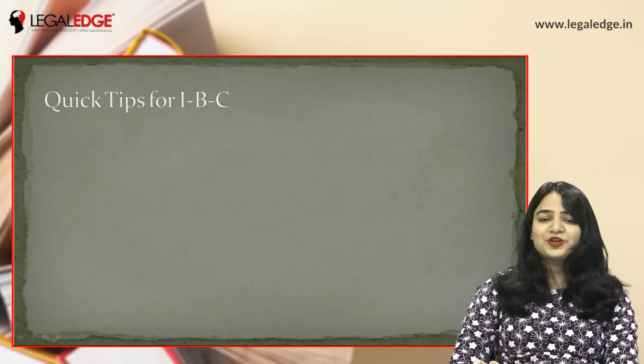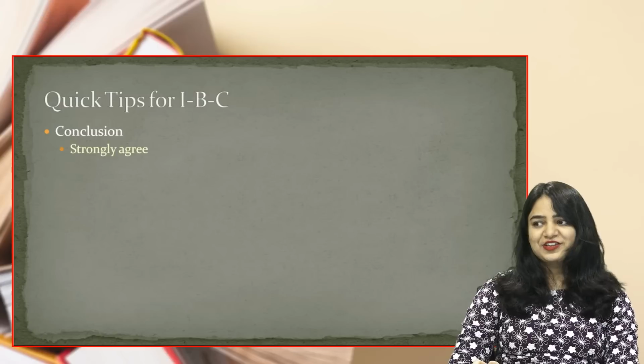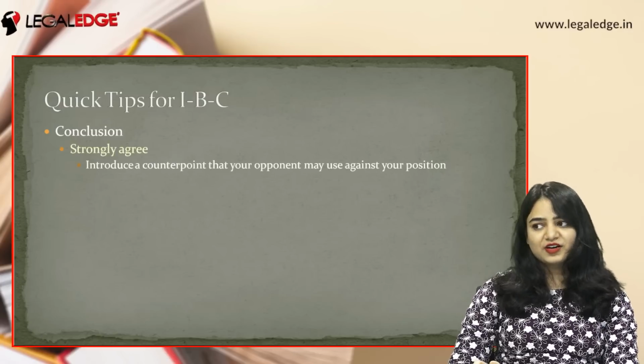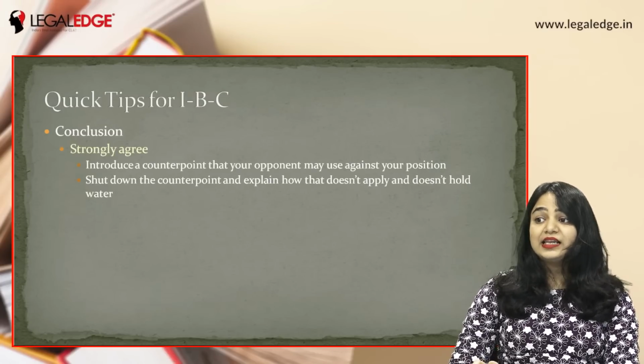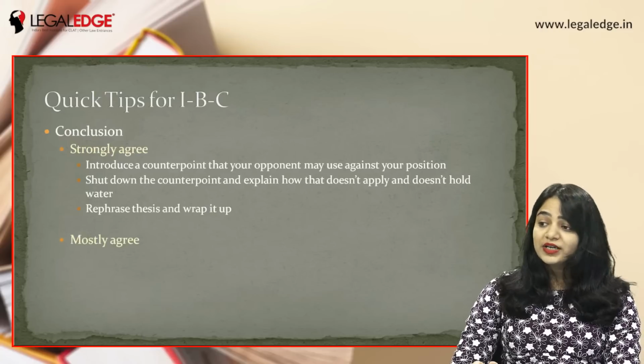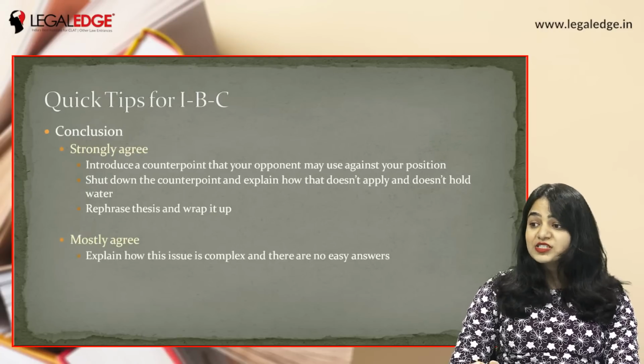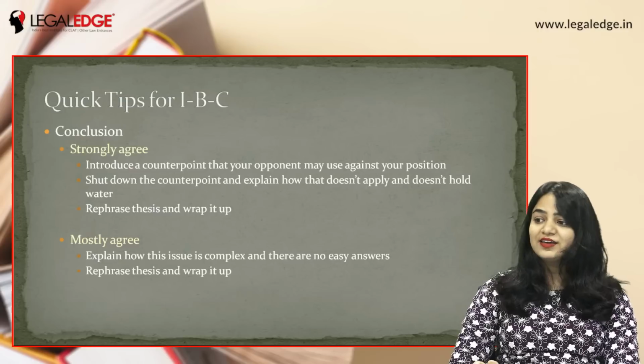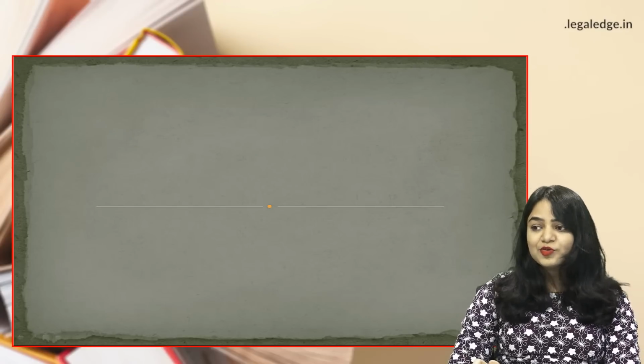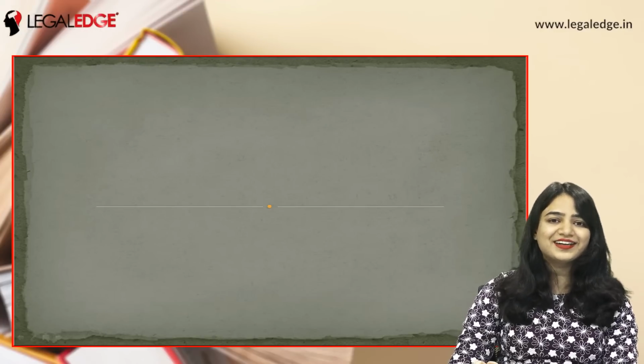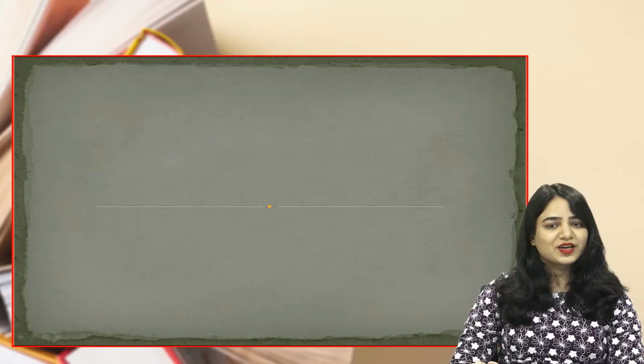Now let me take you towards the quick tip for conclusion. So first thing is, you tell if you strongly agree. Okay, you tell if you don't agree, then you say, okay, I mostly agree. And if you mostly agree, then you tell why do you mostly agree. Okay, so that is how, and you conclude. And if you strongly disagree or you mostly disagree, then you again tell why you do that. Okay, so you simply reiterate your points when it comes to the conclusion.